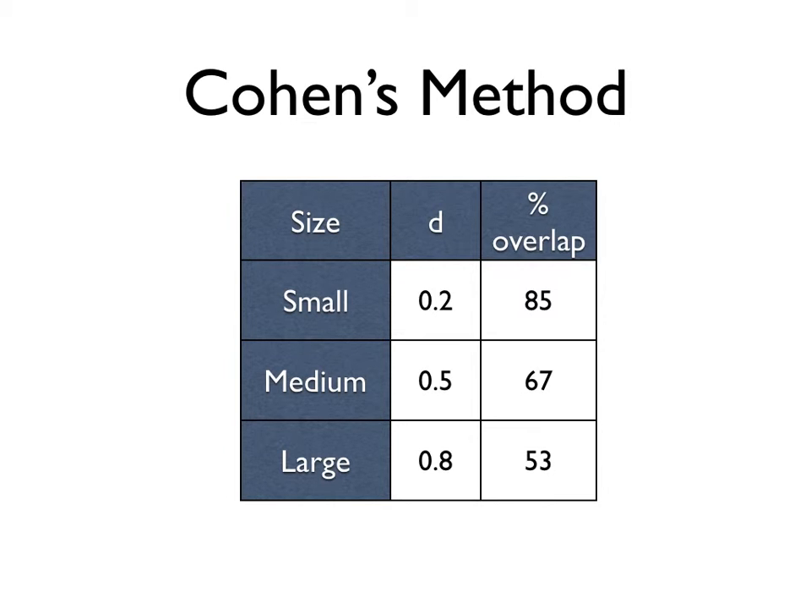Medium, even if it's a 0.5, it's still two-thirds overlap. That's a lot. Still a lot. And then, even a large one, 0.8, is still 53% overlap. 0.8 would be that would be 12 IQ point difference. Okay? That still means 53% overlap in the two distributions. Wow. So, typically, you pick the middle because it's what people typically do. Like, yeah, I'm just interested in something in the middle.